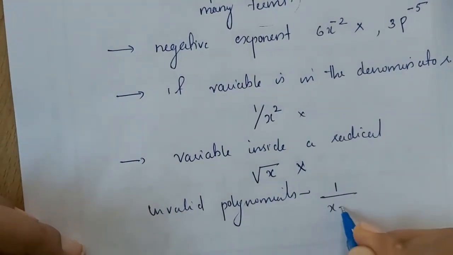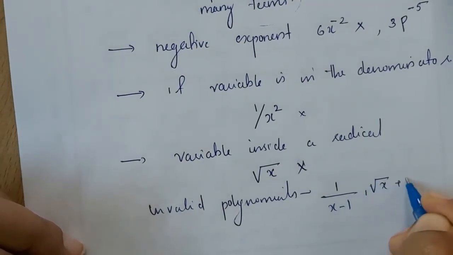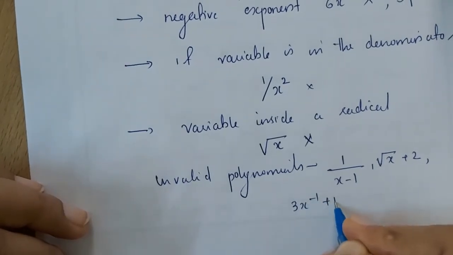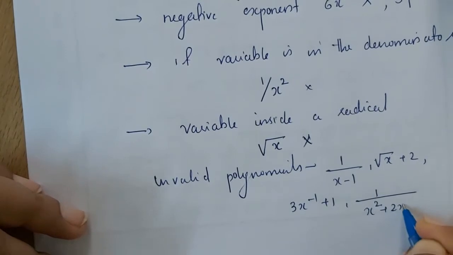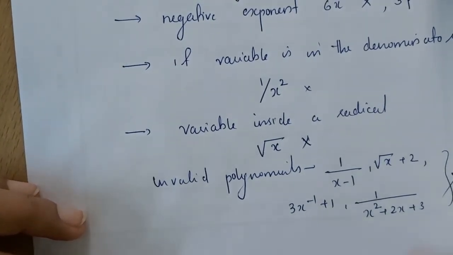1 by x minus 1. This is not a polynomial. Root x plus 2. 3x raised to minus 1 plus 1. 1 by x square plus 2x plus 3. These are not polynomials.